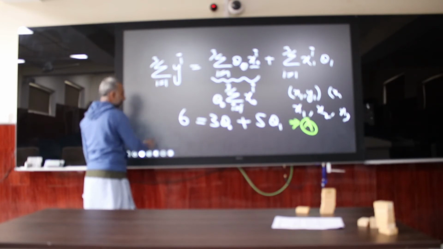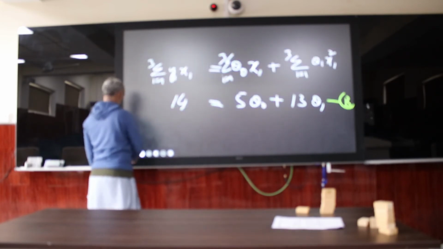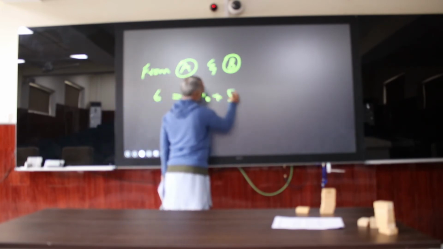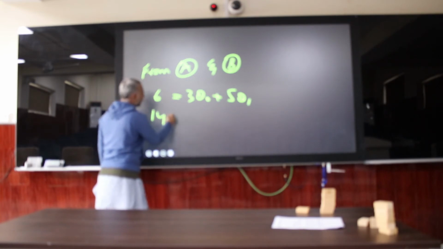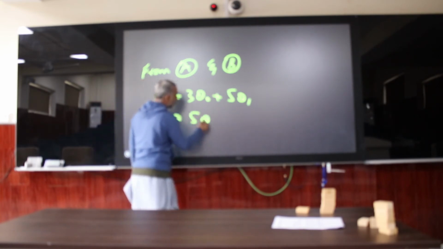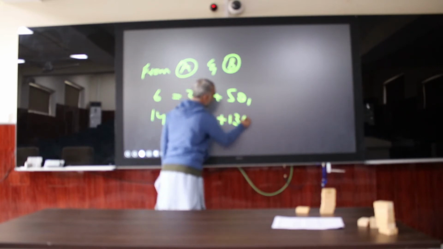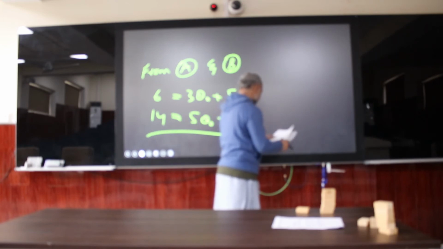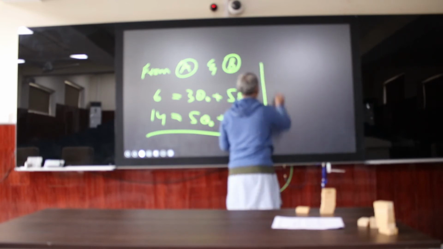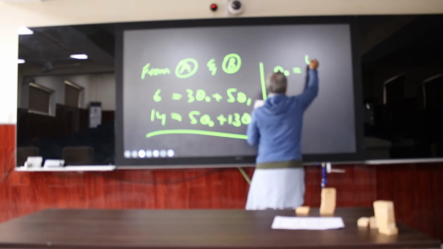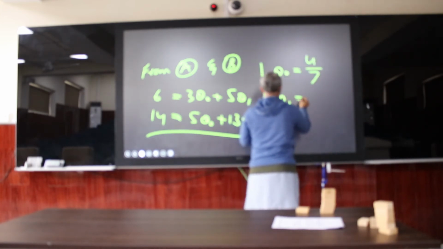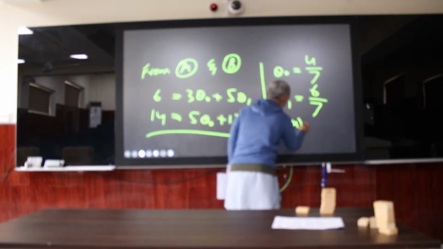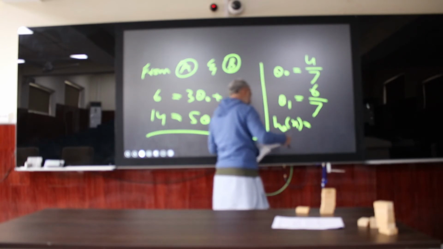You remember, 6, 6, 3, 5. 6, 3, 5. 5 theta naught plus 13 theta 1. I already calculated the answer somewhere. So you get theta naught 4/7, theta 1 6/7.